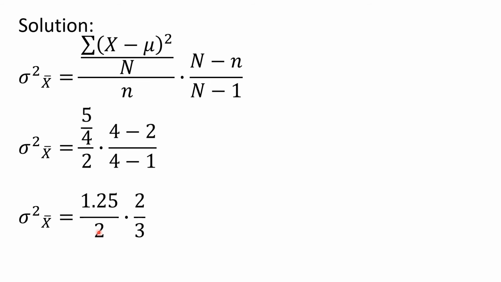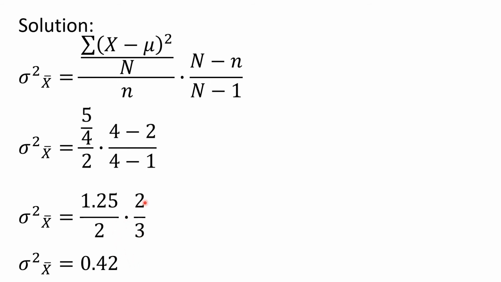And then from this, we can see that we have a common factor, which is 2. Then you may divide this. 2 divided by 2 is 1, 2 divided by 2 is 1. Then 1.25 divided by 3 is 0.42.